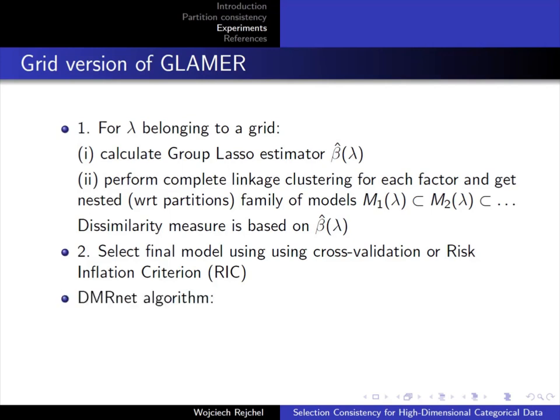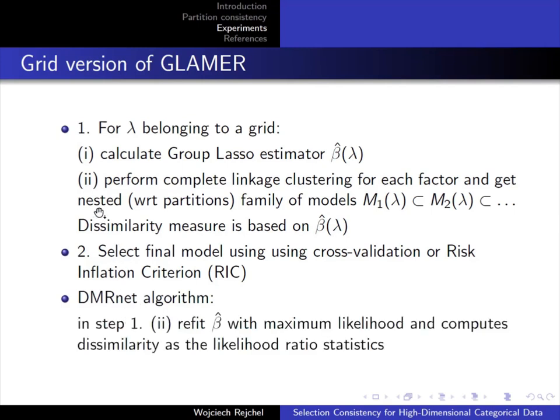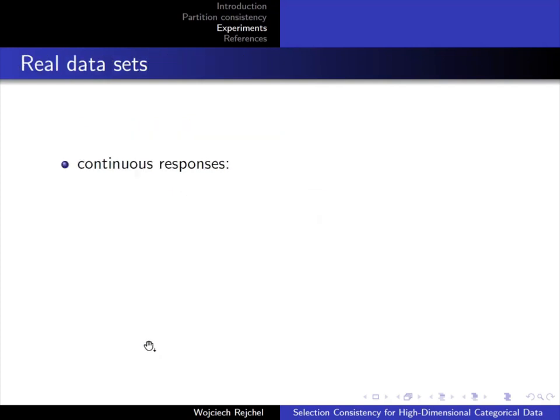We also have the second algorithm, which is very close to this GLAMER. In fact, the difference is in the first step. Here we use the clustering on the basis of the similarity measure given by group lasso. However, the group lasso might be biased, so maybe it is better to refit your estimator, and DMRNet does something like that. It once again computes the maximum likelihood, and generally speaking, it gives better results. So these are our two algorithms. However, we do not have any theoretical results on the DMRNet. We are working on that. But from the practical perspective, we can use it.